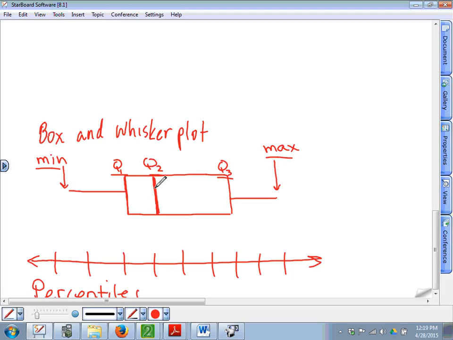A box and whisker plot tells you pretty much 5 things. It's more than just a cool shaped graph. The end of the left whisker is your minimum value. The left side of the box is Q1. Wherever this line happens to be is Q2. The right side of the box is Q3, and the end of the right whisker is the max.